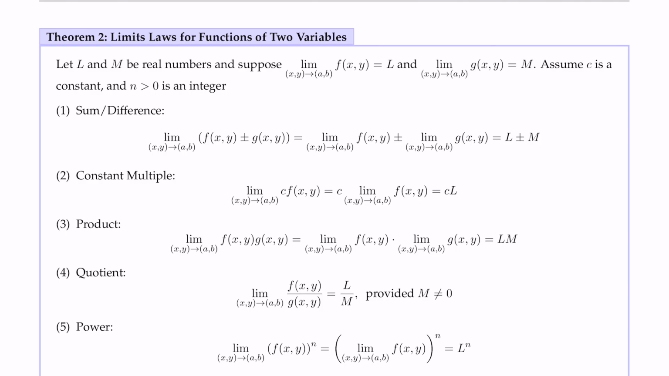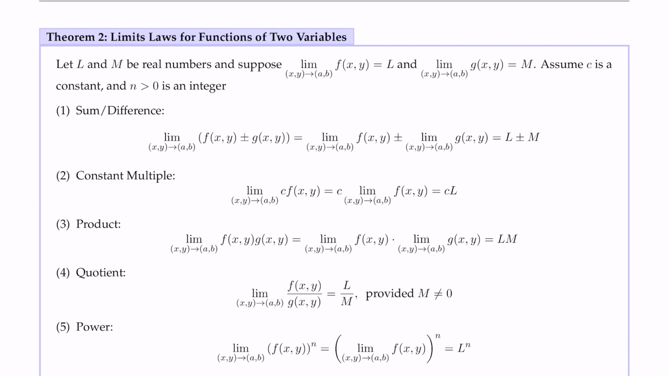Because we assume that the limit of f(x, y) as (x, y) approaches (a, b) equals L, and the limit of g(x, y) equals M, the limit of the sum is equal to L plus M, and the limit of the difference is L minus M. For the constant multiple law, you have the limit of c multiplied by f(x, y) as (x, y) approaches the point (a, b). Instead of calculating the limit of the scaled function, you calculate the limit of the original function and scale the resulting limit.